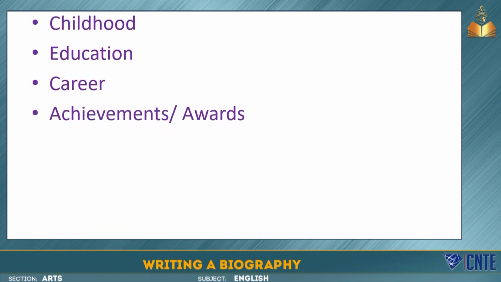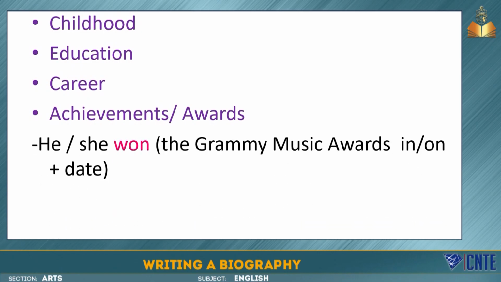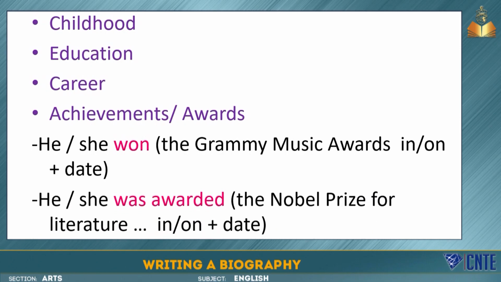Now, the last explanation will be about the achievements or the awards. In fact, we can cite them by saying, he or she won, for example, the Grammy Music Awards in or on plus the date, as we have explained earlier in this video. We can replace the verb win by the passive verb was awarded, so we get this example. He or she was awarded, for example, the Nobel Prize for Literature or for Peace in or on plus a date.